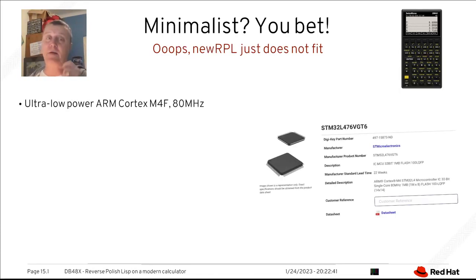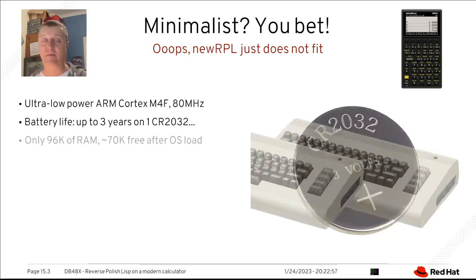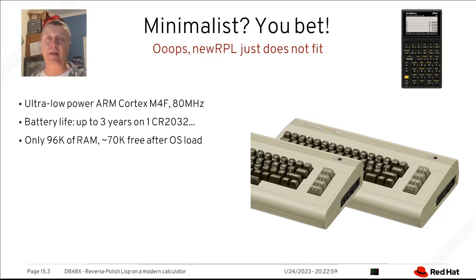Why? Because the platform is built around ultra-low power ARM Cortex M4F, which has, among other benefits, that the battery life on a battery like this is up to 3 years, according to the vendor. Now, that machine has only 96K of RAM and only 70K free after the operating system load. How much is 64K? Well, that's essentially one Commodore 64 and a half. And the Commodore 64 is not exactly yesterday's machine.